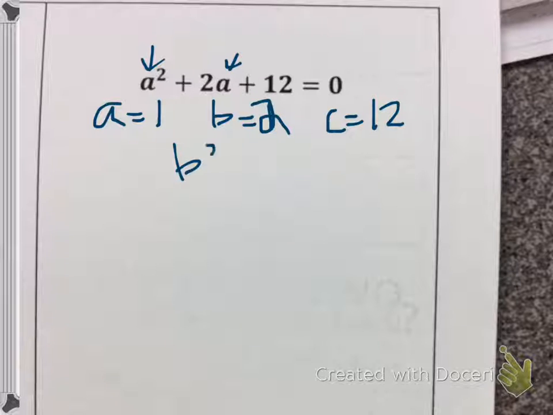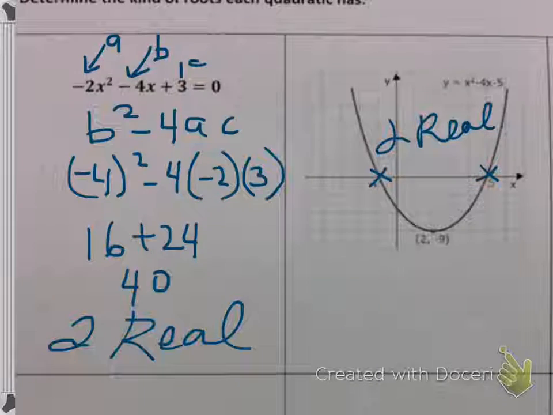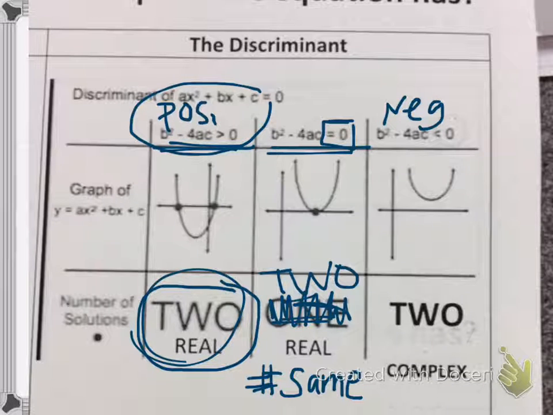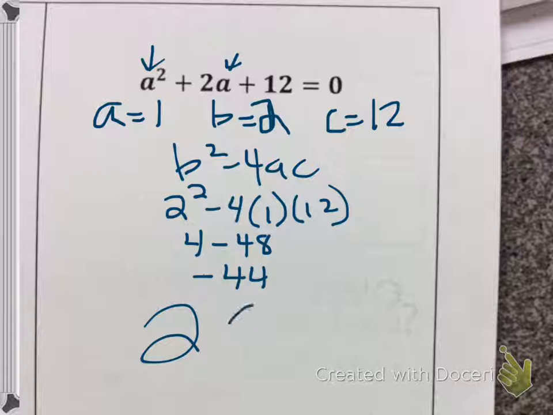I'm going to do b squared minus 4ac, and I'm just going to solve it really fast to see what kind of number I have. b squared would be 2 squared minus 4 times a times c. We have 4 minus 48, which would be a negative 44. When I go back and look at my chart, if I have a negative solution, I have 2 complex numbers. So my answer here is going to be 2 complex.